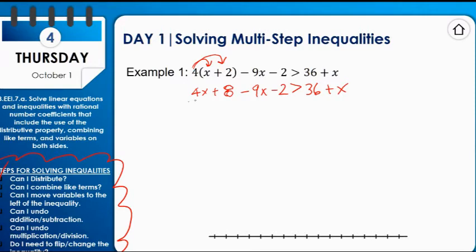So can I combine like terms? If we look at 4x and negative 9x, those terms are alike. We have a variable x raised to the same power. So those terms are alike. So 4x minus 9x becomes negative 5x, plus 8 minus 2 becomes plus 6. Bring down everything else.